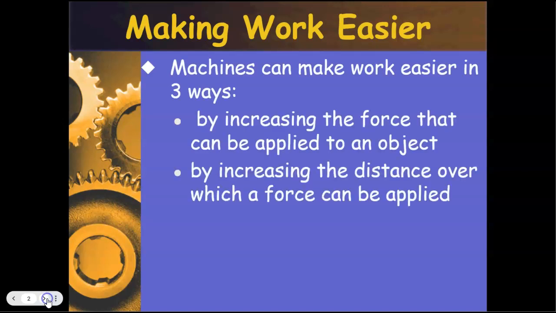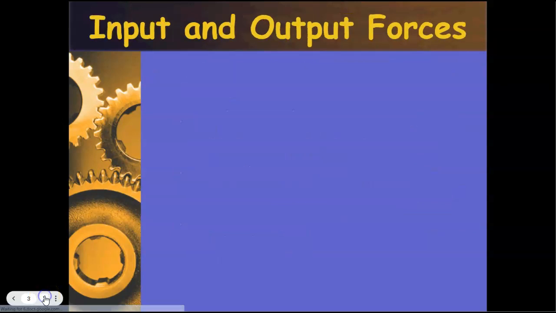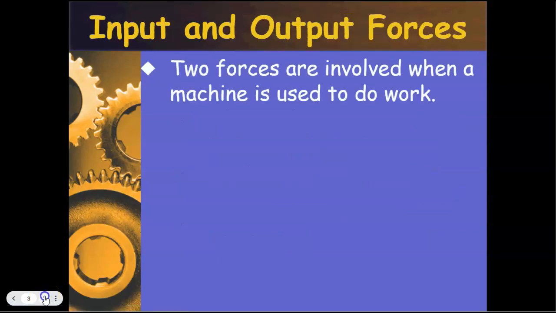Now, we know that simple machines can make our lives easier, and they do that in three ways: by increasing the force that can be applied to an object, by increasing the distance over which a force can be applied, and by changing the direction of an applied force. And we are going to explore those today.